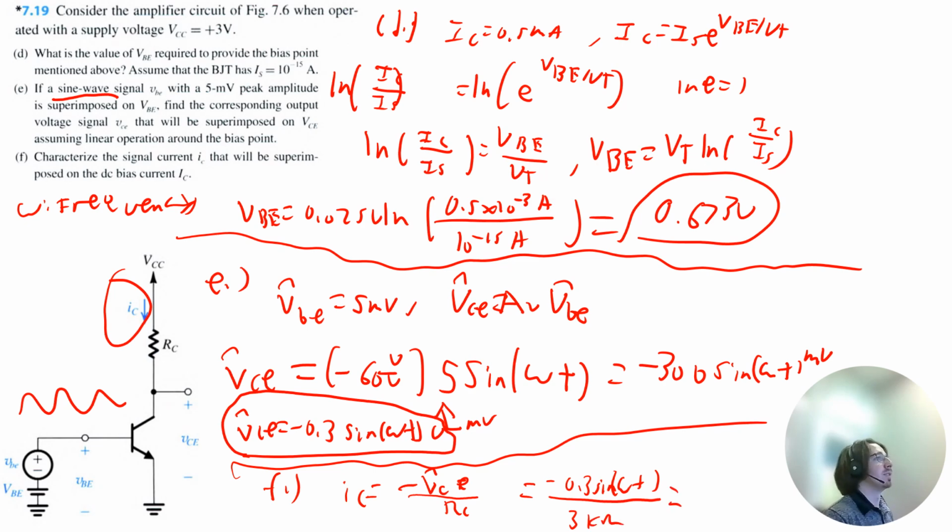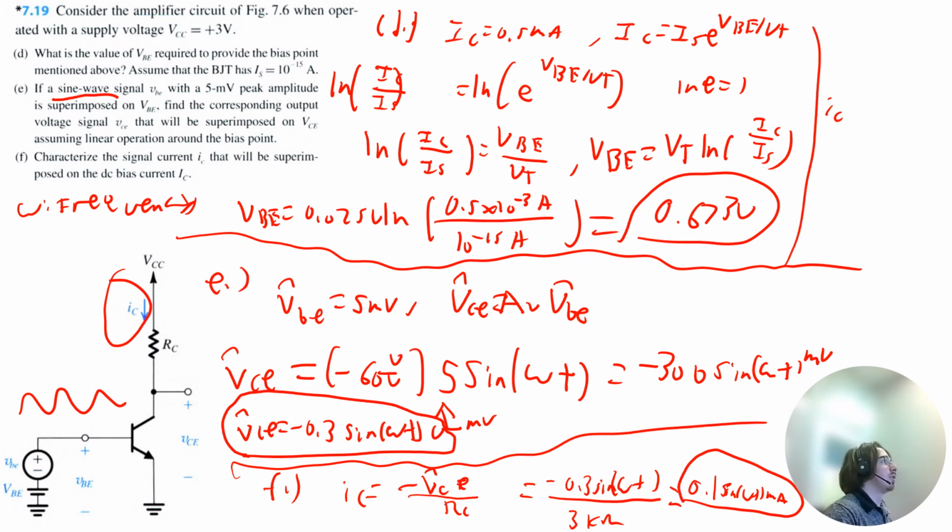Okay, so that's going to be 0.1 sine omega t milliamps. Let me write that up here. So our current will be 0.1 sine of omega t milliamps. All right, let's move on to the next few parts.